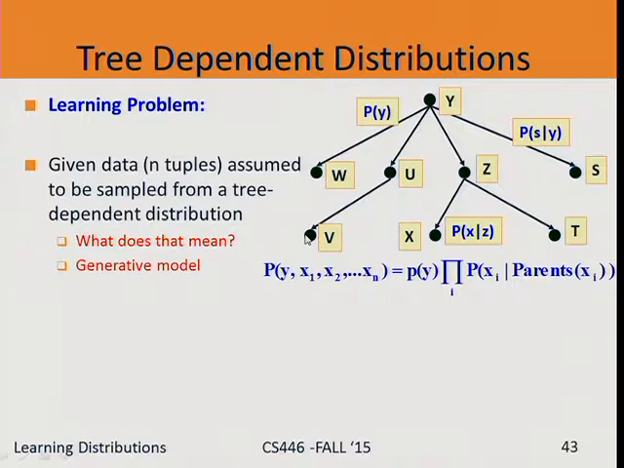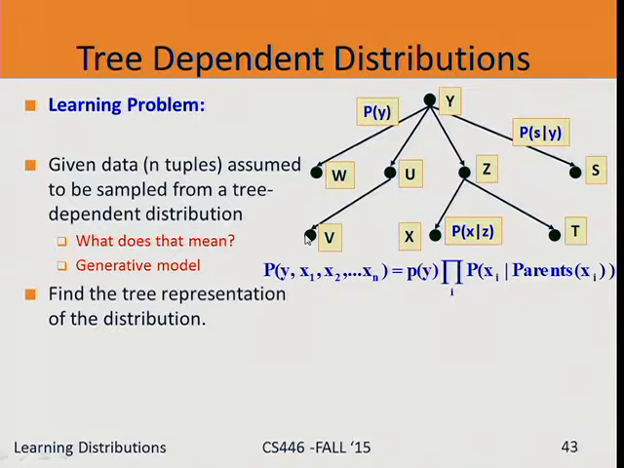Okay, so basically someone sits there and tosses some coins. First tosses a coin according to P of Y, then given the value of Y, tosses a coin based on P of W given Y, and then P of S given Y, and P of Z given Y, and so on. And once you see the value of Z, given the value of Z, tosses coins for X and for T, right? So that's what we have, and this way we generated data. And we generated a lot of data. We assume that each data item is independent. And then the question is, give me back the tree, or give me back a tree. And the question is, what do we mean?